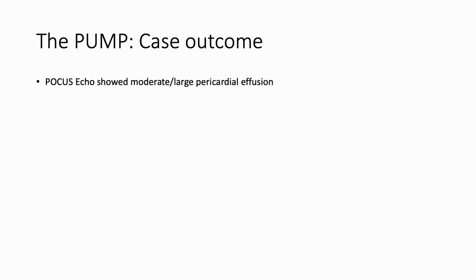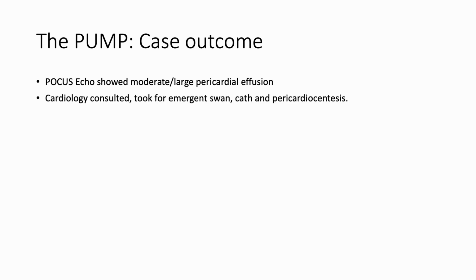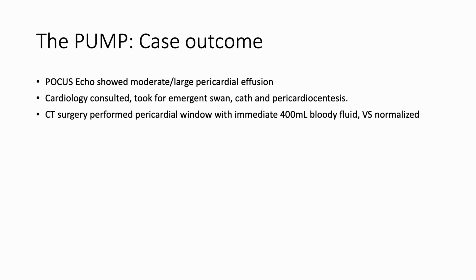So my point of care echo immediately showed a very large pericardial effusion. I immediately consulted cardiology, and they took him for an emergent cath. They did a pericardiocentesis. He eventually had a window placed that drained 400 mils of bloody fluid. His vital signs normalized. So this was a case of a pericardial effusion that I would have totally missed had I not pulled out the echo.